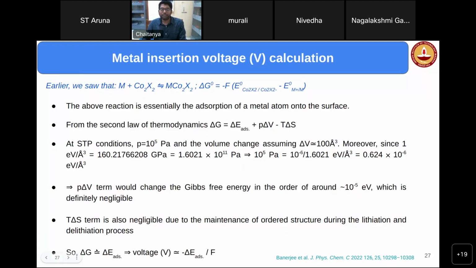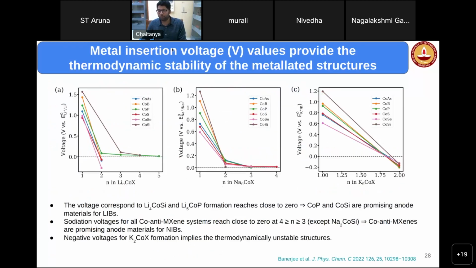Accordingly, the delta G value for this reaction, or the metal insertion voltage, can be written essentially as minus delta E, the adsorption energy, per Faraday constant. This is how we have calculated these, and we have plotted and obtained them. The metal insertion voltages were about 0.3, 0.4 on average. If you calculate the average of these values, that's the range that we got. Accordingly, they have good voltages. Anodic voltages are very good for these materials.